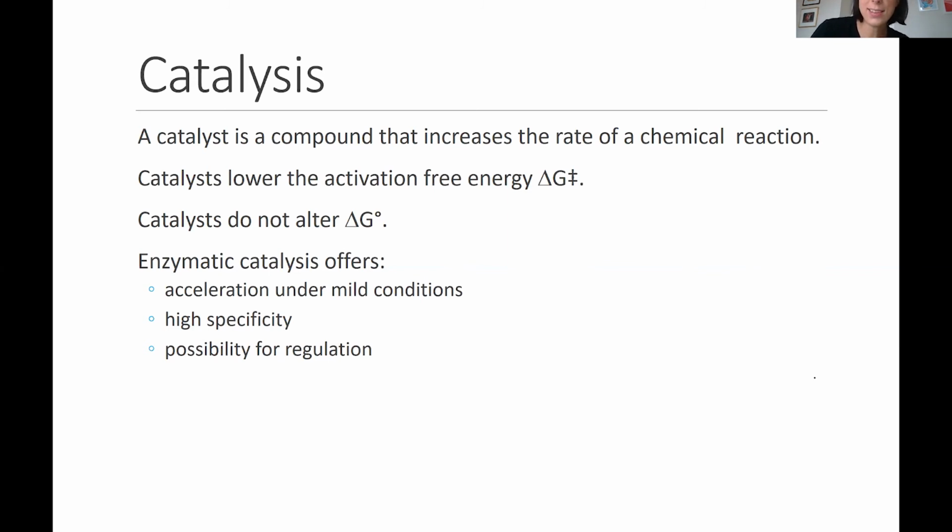So remember, a catalyst is a compound that increases the rate of a reaction, but it does not actually change the reaction, right? The catalyst is not involved in the reactant or the product. It's not one of the reactants or the products. It just increases the rate of the chemical reaction. And it does this by lowering our activation energy. They don't alter the delta G.